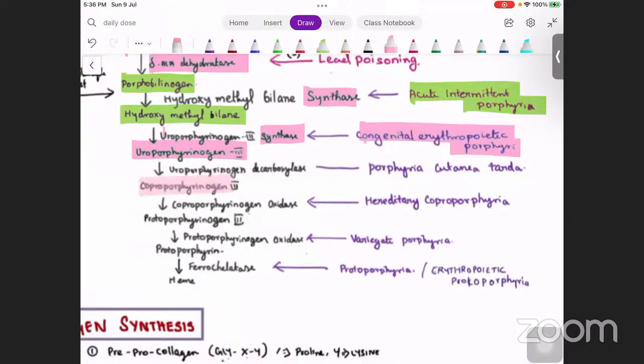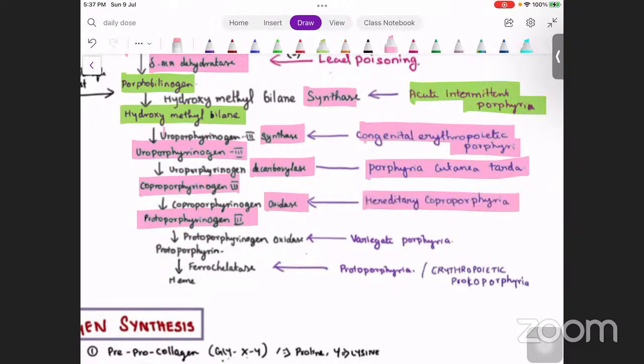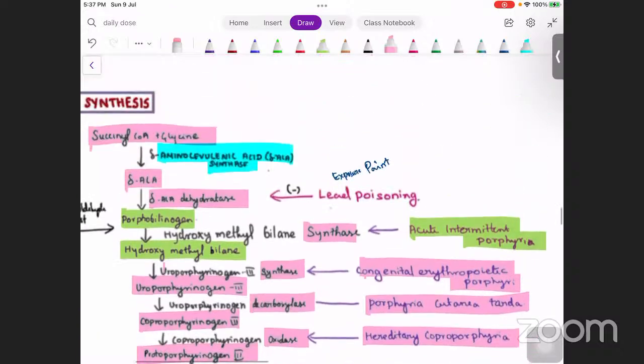Then uro to copro is mediated by urodecarboxylase, where the enzyme defect is porphyria cutanea tarda. Coproporphyrinogen to protoporphyrinogen 3 is mediated by coprooxidase, where the deficiency could result in hereditary coproporphyria. Protoporphyrinogen 3 to protoporphyrin is mediated by protoporphyrinogen oxidase, where deficiency results in variegate porphyria. And protoporphyrin to heme is mediated by ferrochelatase, where the enzyme deficiency could result in protoporphyria or erythropoietic protoporphyria.